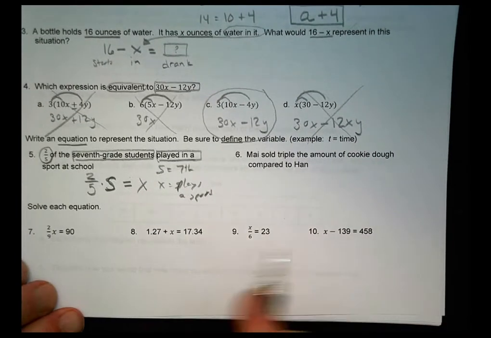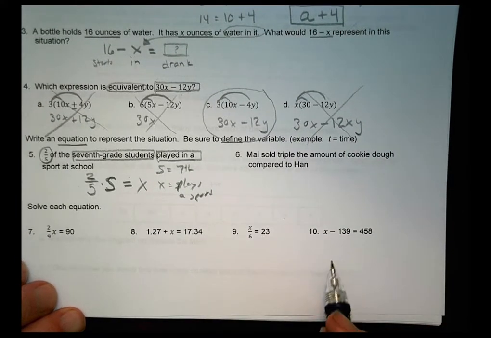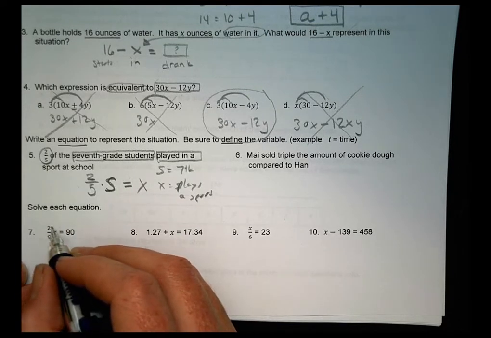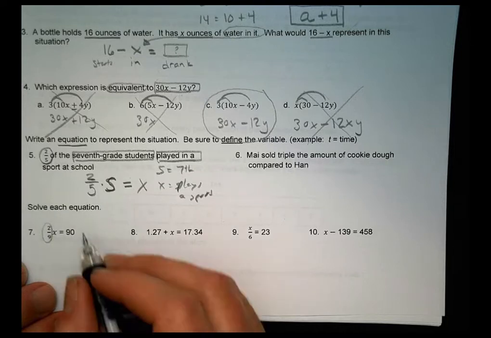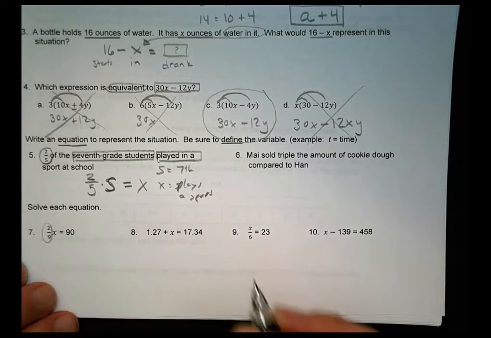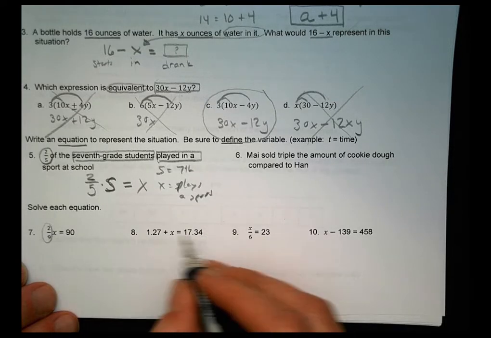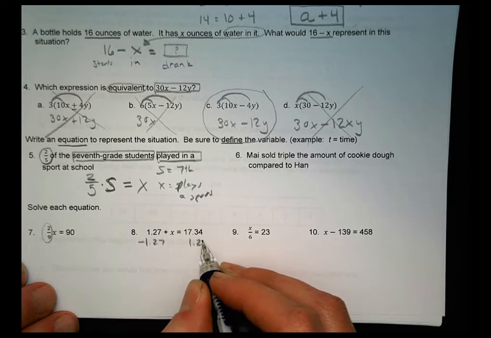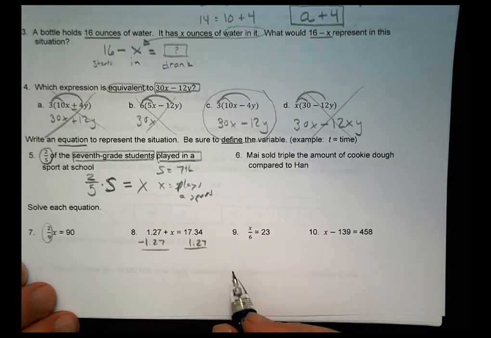And finally, number 7, we have some different equations they want you to solve. Again, we can look here. To solve this one, you're going to multiply both sides by the reciprocal. So multiply both sides by the reciprocal to solve that one. Over here, to keep the equation balanced, we're going to subtract 1.27 from both sides to find out what x is going to be equal to.